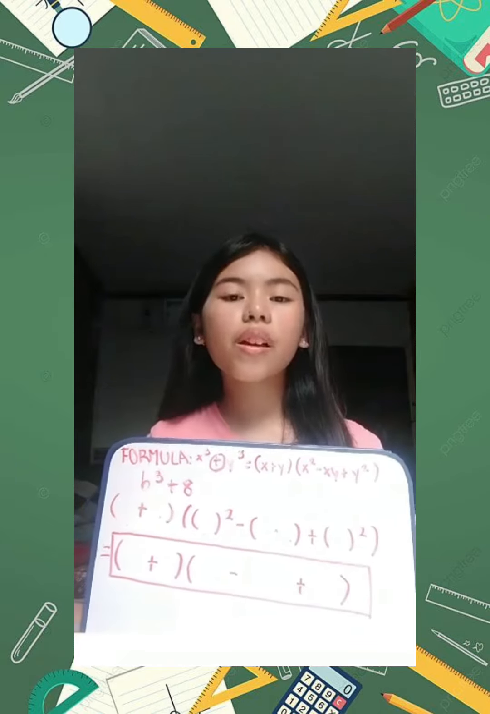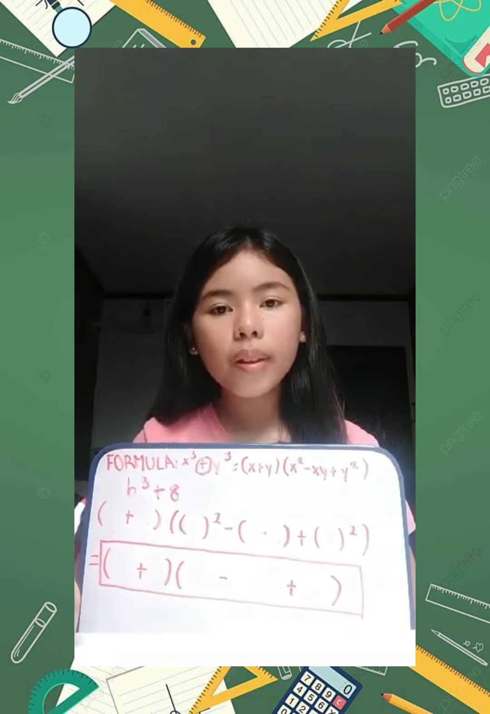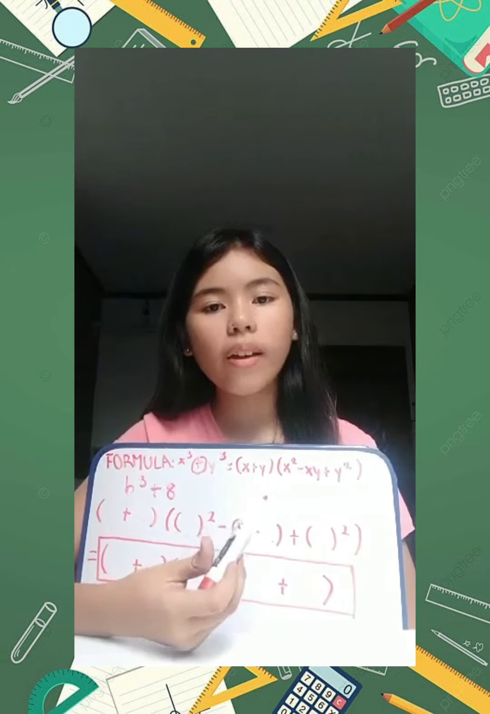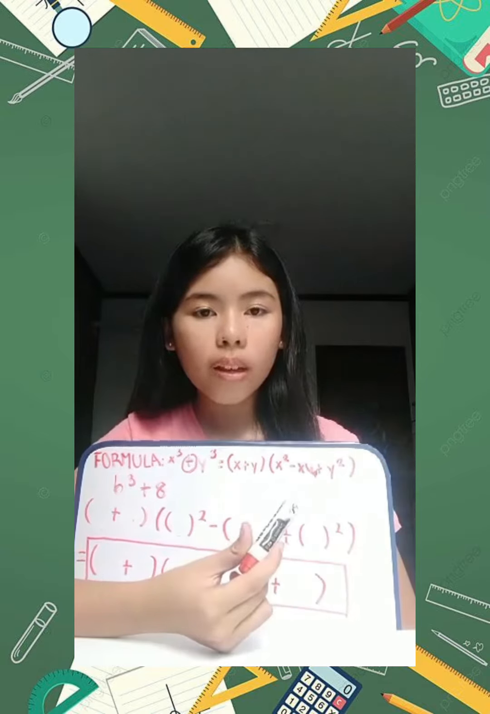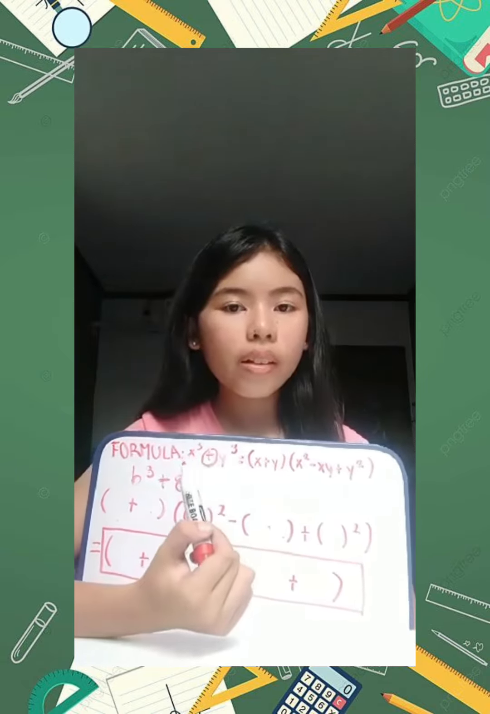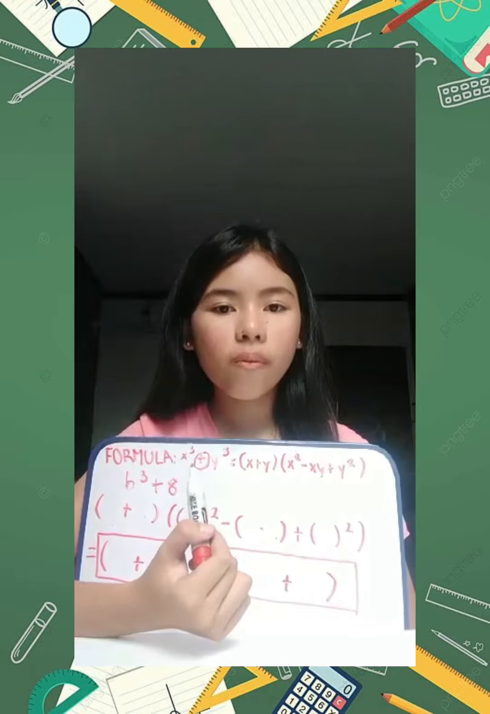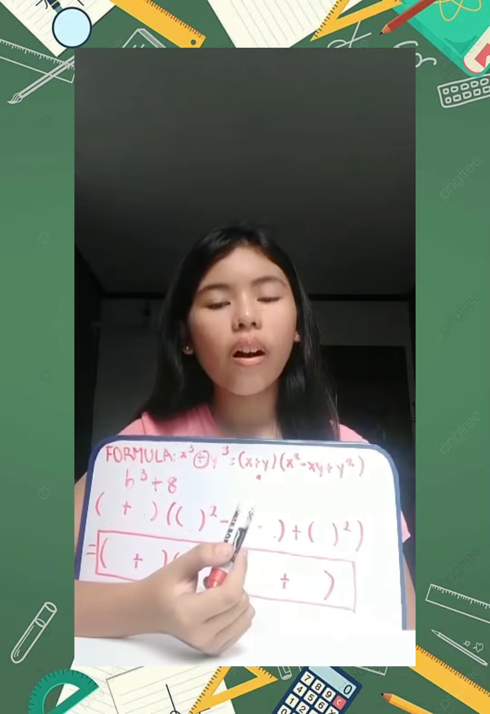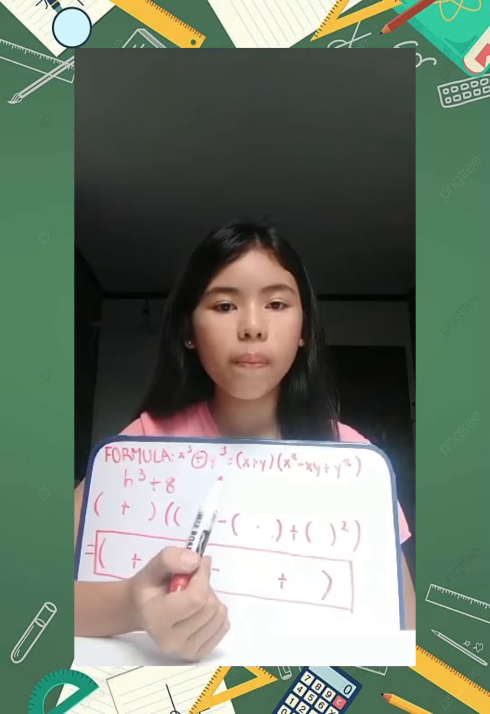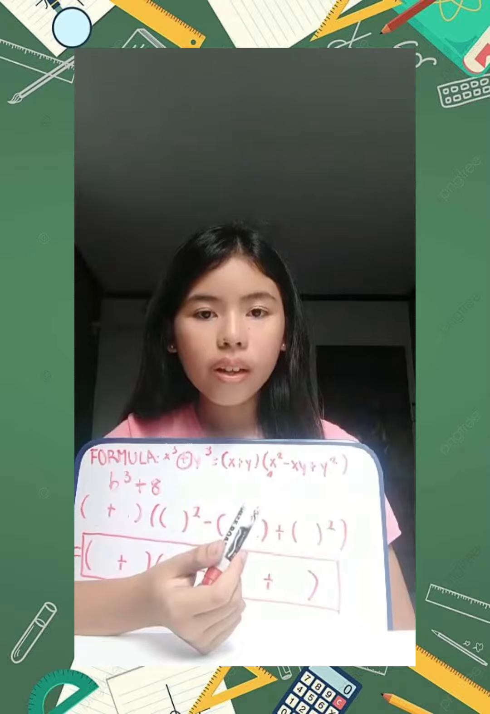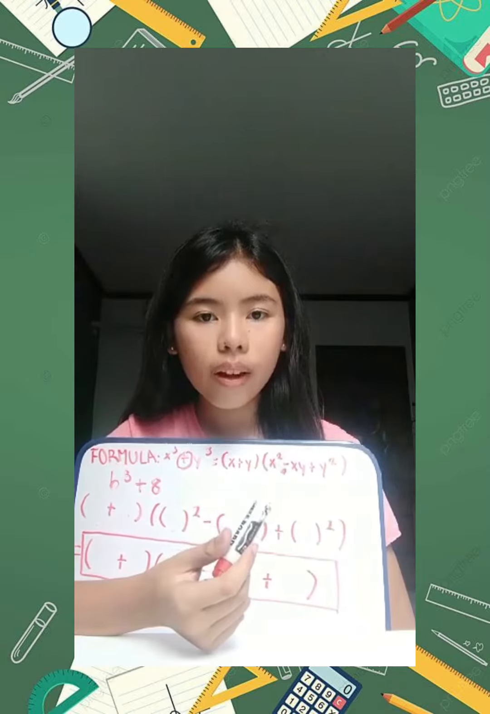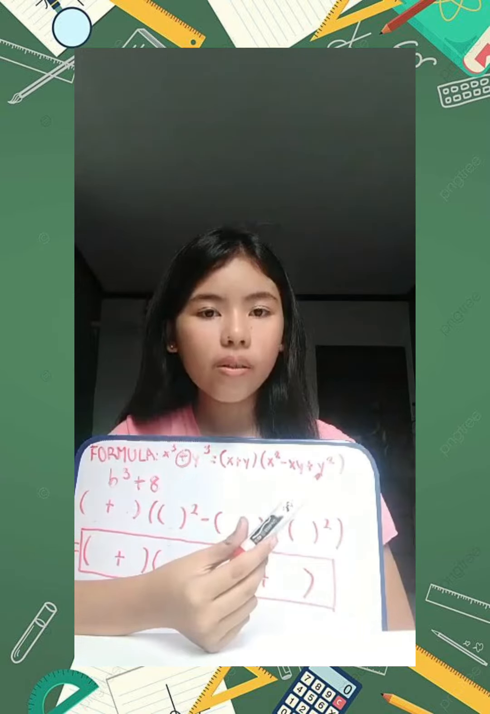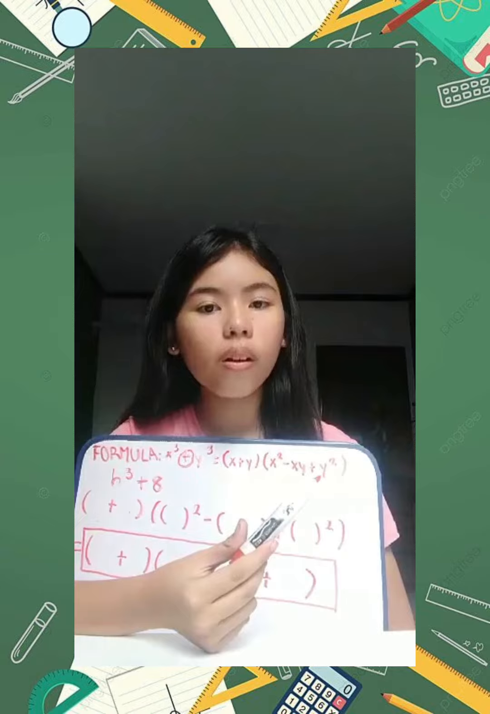Now let's move on to the sum of two cubes. The formula is x cubed plus y cubed is equal to x plus y, x squared minus xy plus y squared. X cubed represents the first term, y cubed is the second term. X and y here are the cube roots of the first and second term. X squared is the perfect square of x. Xy is the product of x times y. And lastly, y squared is the perfect square of y.